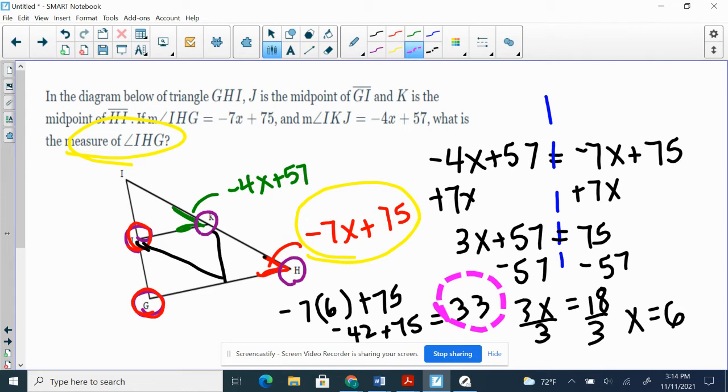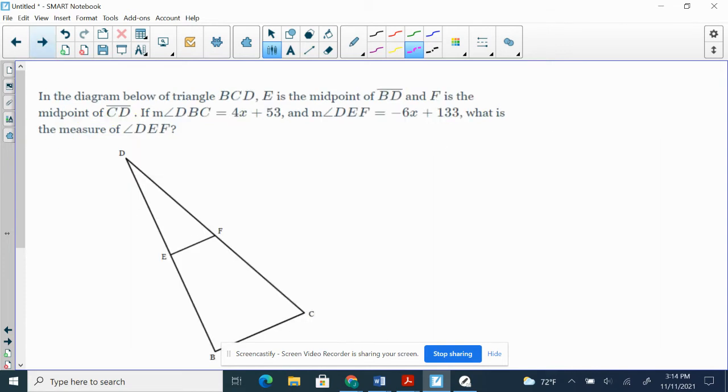If you already understand these, by all means, you can jump out of the video. But I have a couple more that I was going to give you just in case, because I know delta can get really frustrating if you get mixed up. So here is another angle one. DBC, so D to B, is 4x plus 53. And then DEF is negative 6x plus 133.